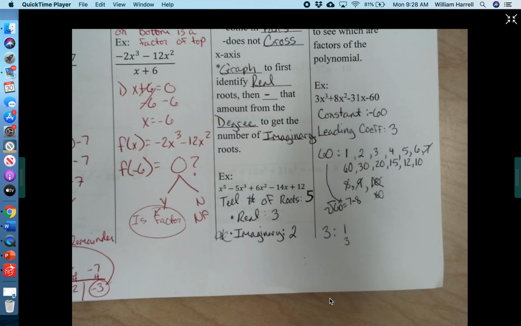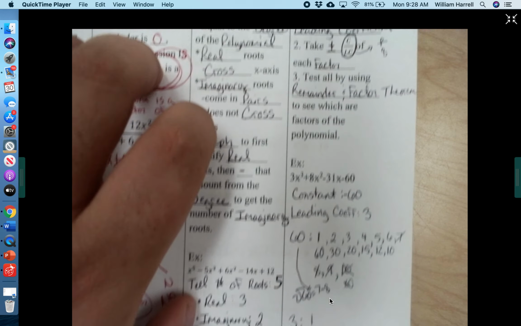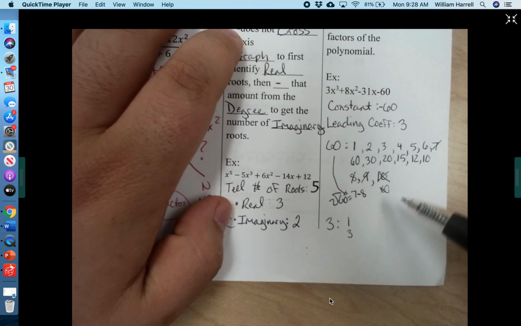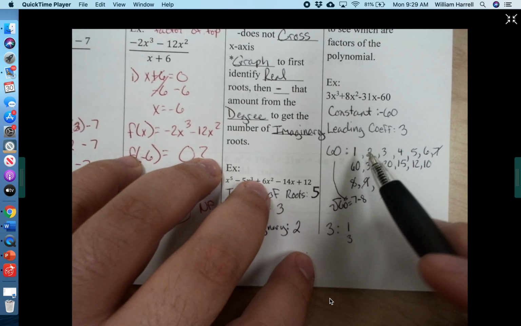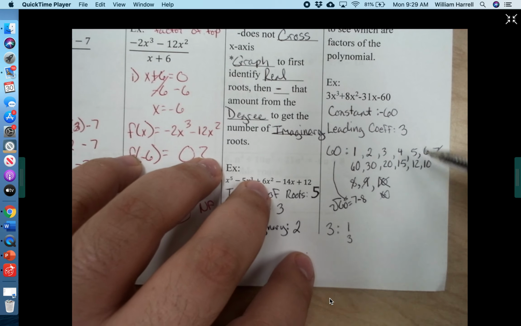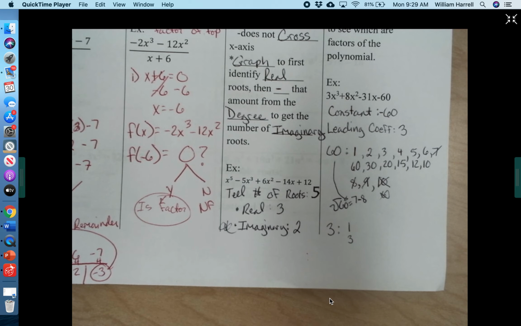Now this is where the time-consuming part comes in, because I now have to list every possible factor, and I have to do a whole bunch of dividing here. Again, it's going to be every constant number divided by every leading coefficient. So what do I mean by that? I have 1 divided by 1, 2 divided by 1, 3 divided by 1, 4 divided by 1, 5, 6, 60, 30, 20, 15, 12, 10. All of those things divided by 1. The sad thing is we can do all of this and only 3 max are going to work. So again, this is just a guess, okay?